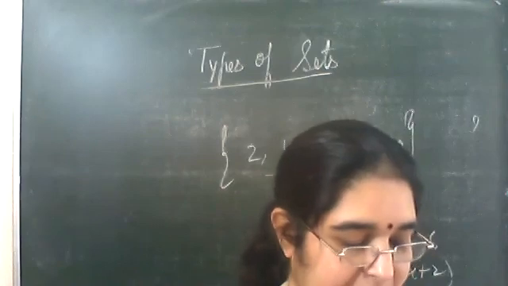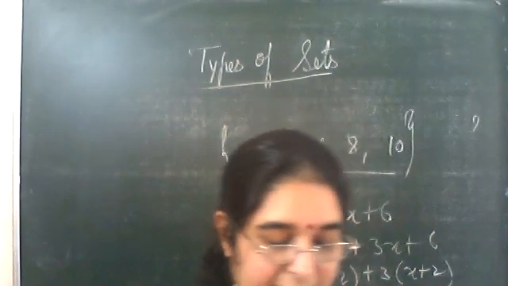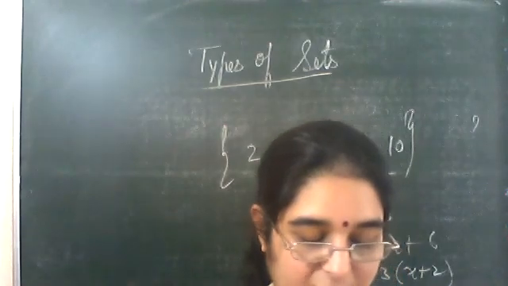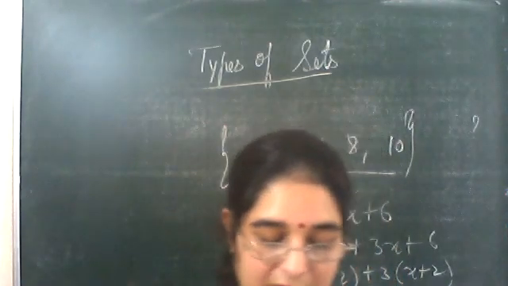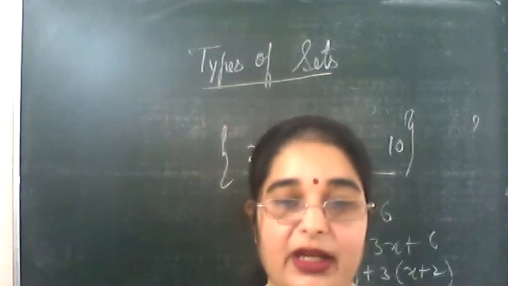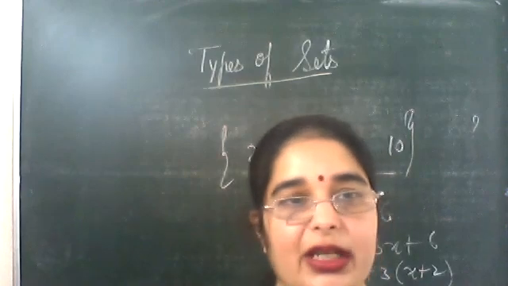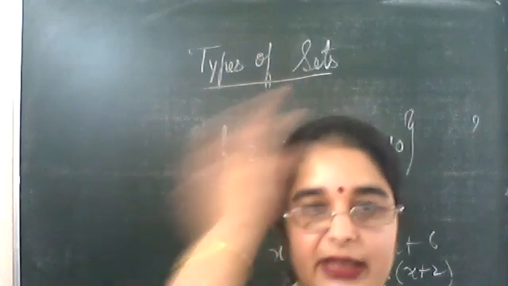Clear? Then second part, X is a letter of the word follow, F-O-L-L-O-W. Y is a letter of the word wolf, W-O-L-F. Are they same? Yes, ma'am. Why? Because repetition is not allowed. So yes, they are the same.